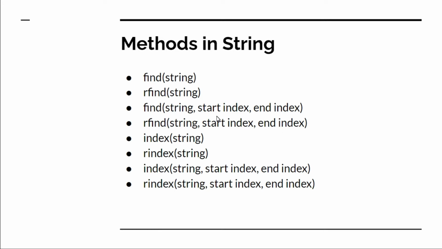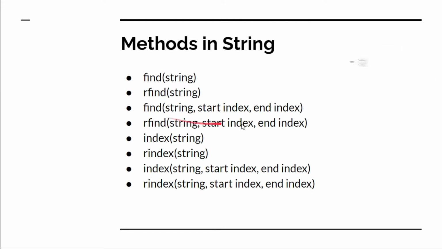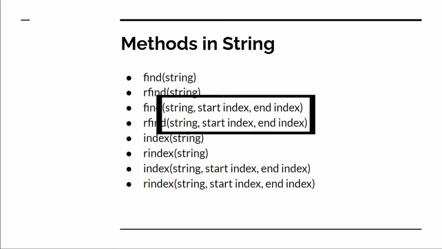Now there are the overloaded versions of find and rfind. Overloaded methods are the methods which are same by definition but differ in their parameter list. The overloaded method of find and rfind have 3 parameters. These are string, start index and the end index.